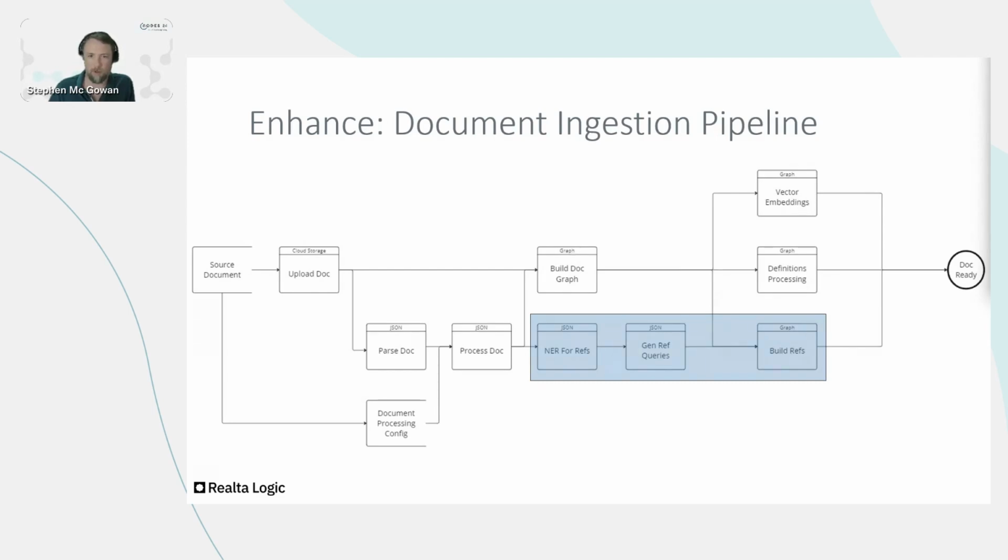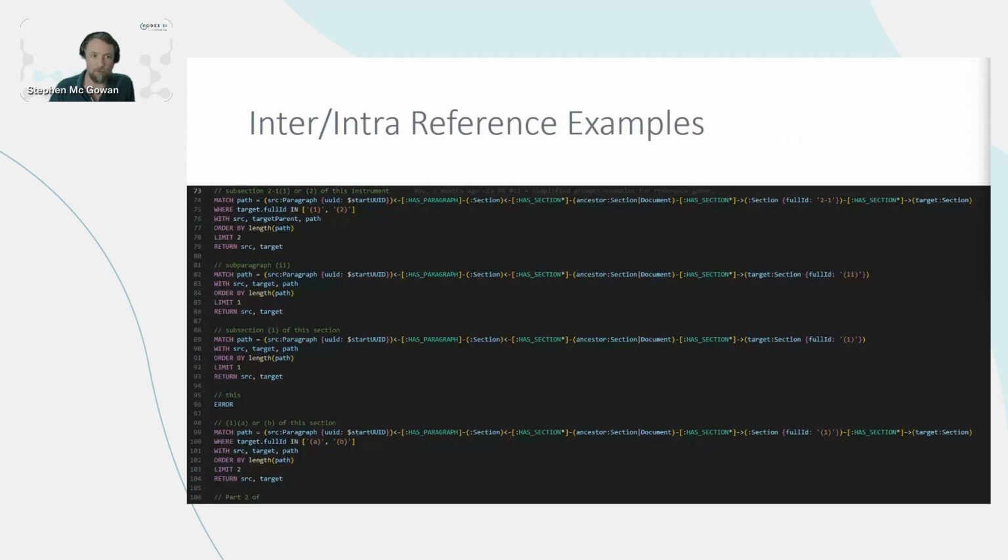So we talk about few-shot learning. That basically means we create a bunch of examples. So here are some Cypher queries. Here is the comment on line 73 you can see there. That's basically the input that is found in a document. So subsection 211 or 2 of this instrument. And then here's the query that we'd use to find what that's pointing at and point at it. And here's some other examples. Now, this can be quite powerful, and we'll see here in a second what this results in.